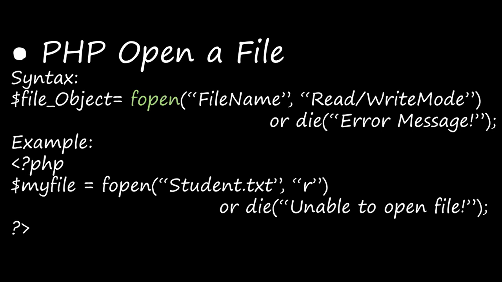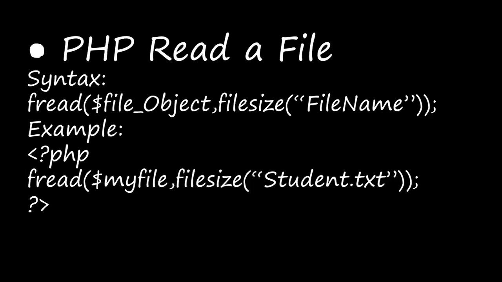You have to give die. Inside the bracket, you give "unable to open a file", or you can give "error", whatever you need. The error message you have to give in the second part, right? And we will end this with a semicolon. Okay, the next one is PHP read a file.